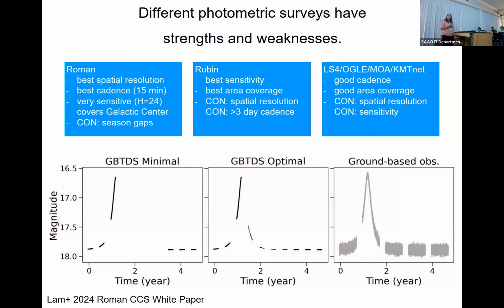And that's where all of the other 4-meter, 2-meter class photometric surveys come in. There's a lot of room to provide extra cadence or extra area, moving outside the bulge alone, where Roman will look. The cons are spatial resolution and sensitivity, but the bright events are the ones that are easiest to characterize anyways in the end.